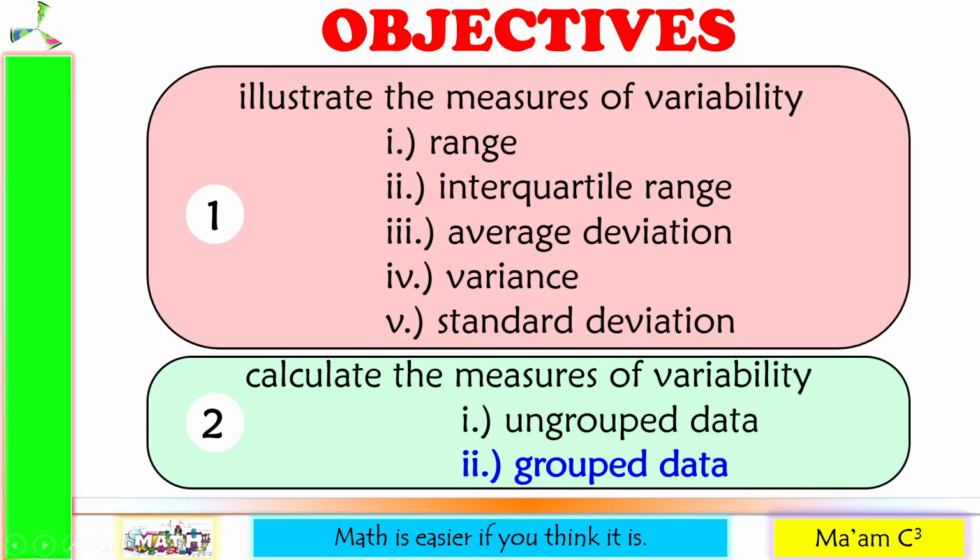Our objectives in this lesson are the following. Illustrate the measures of variability. These are range, interquartile range, average deviation, variance, and standard deviation. And calculate these measures of variability for group data.